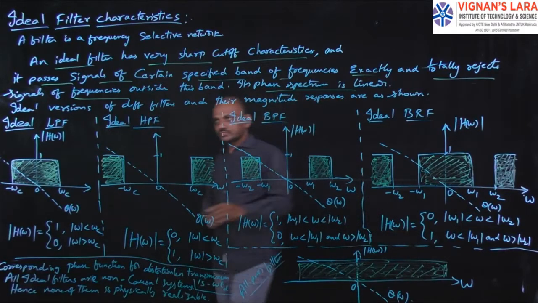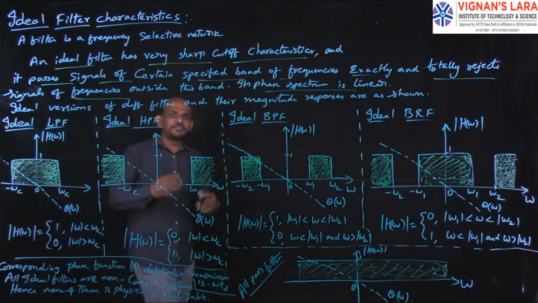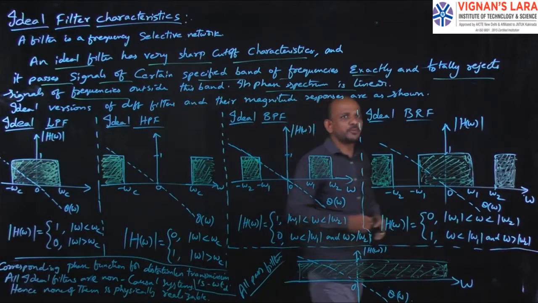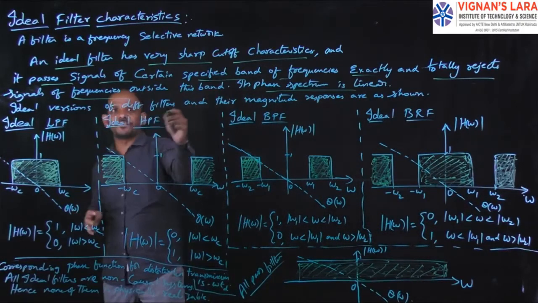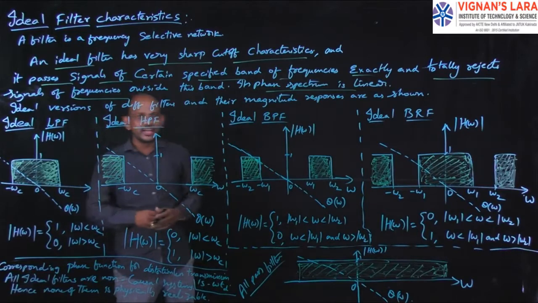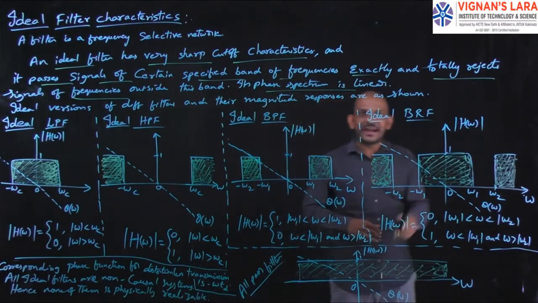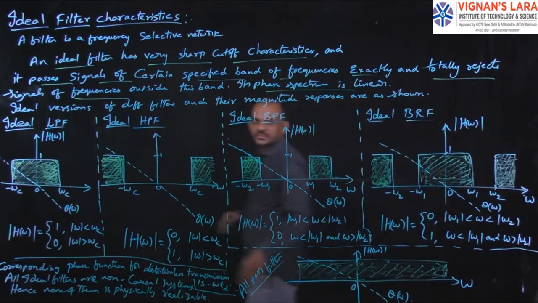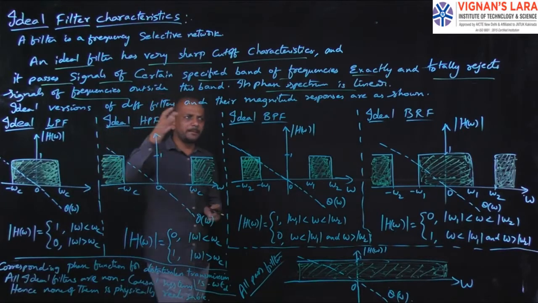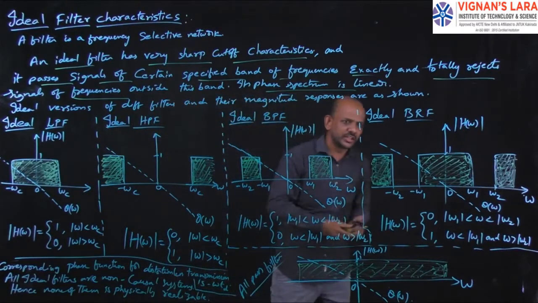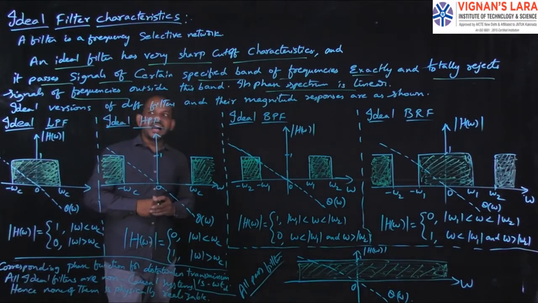Now we will see the ideal versions of different filters and their magnitude responses as shown below. So we have different filters, like I already told you: a low pass filter, high pass filter, band pass filter, band rejection filter. Along with this, there is another filter, and this is the all pass filter.